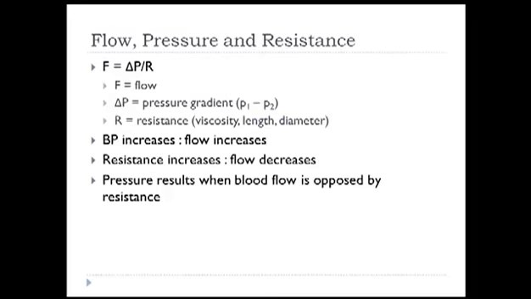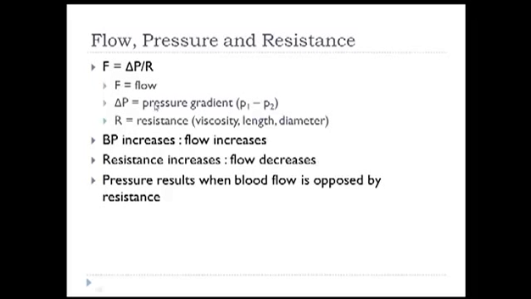Okay, so we're going to talk more about our flows, our pressures, and resistance. The way we can calculate flow, or the flow of blood, is by the change in pressure. This little triangle right here that I'm circling is called delta. That means change. So the change in pressure divided by the resistance. We talked about how resistance can be blood viscosity, blood vessel length, or the diameter of the tube that the blood is passing through.